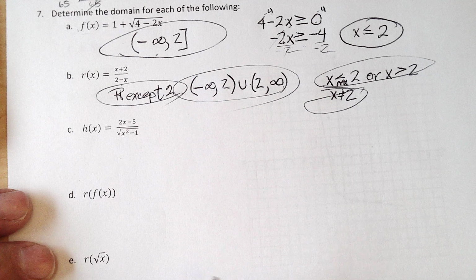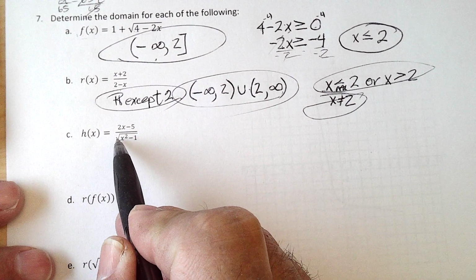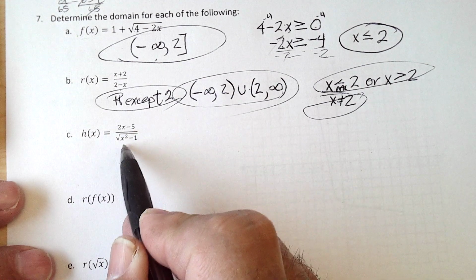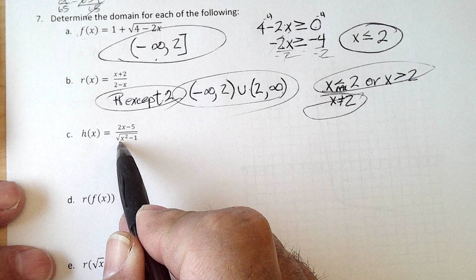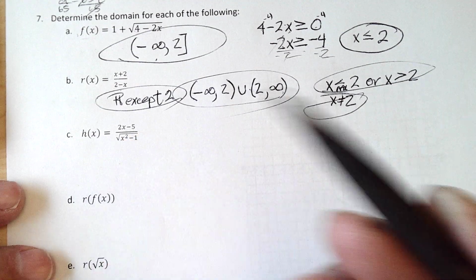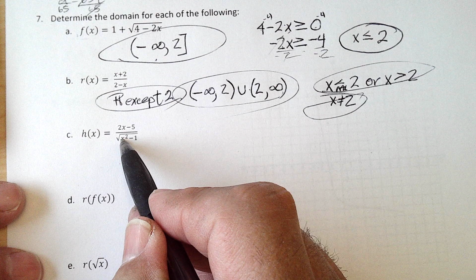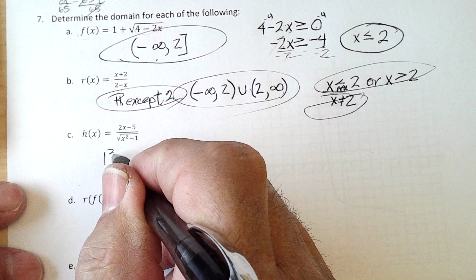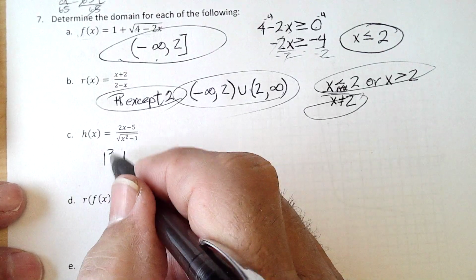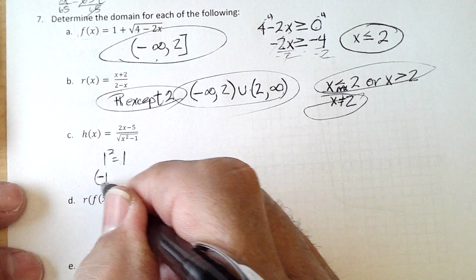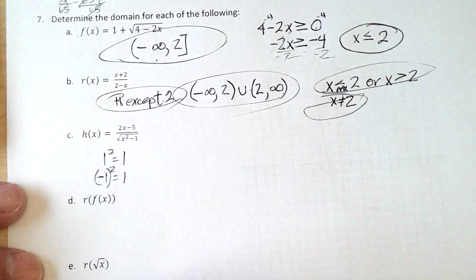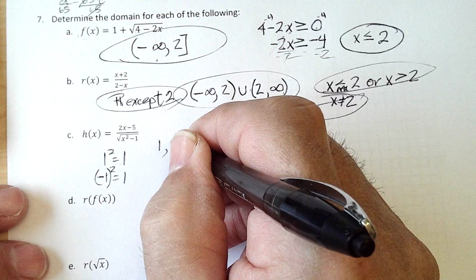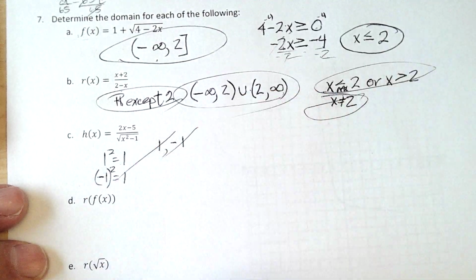Now this one is a little bit more complicated. The square root of 0 is 0, and we can't use division by 0. So whatever makes this denominator 0 has got to be thrown out. Well, something squared minus 1, so what squared is 1? Well, 1 squared is 1, so we don't want to use 1. But negative 1 also squared is 1. So we've got to not use 1 or negative 1. They've got to be gone.